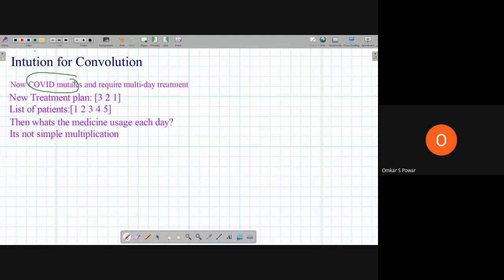Then if you are a doctor, you will change your treatment plan. So instead of giving one dosage, your new treatment plan will be 3 dosages on the first day, 2 on the next day, and 1 on the last day. So if a person comes, on Monday he has to take 3 units, on Tuesday he has to take 2 units, and on Wednesday he has to take 1 unit.